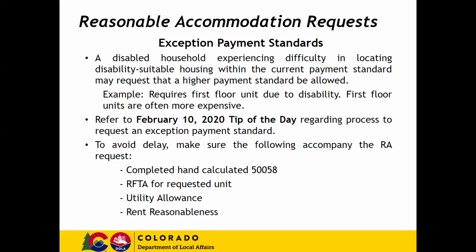An example of what disability suitable housing might be for somebody: a participant may require a first floor unit because of their disability. Oftentimes we find that first floor units cost more than second, third, fourth floor units. In those cases, our participants might make the case why they need the first floor unit related to their disability. And then we can go on to approve an exception payment standard.